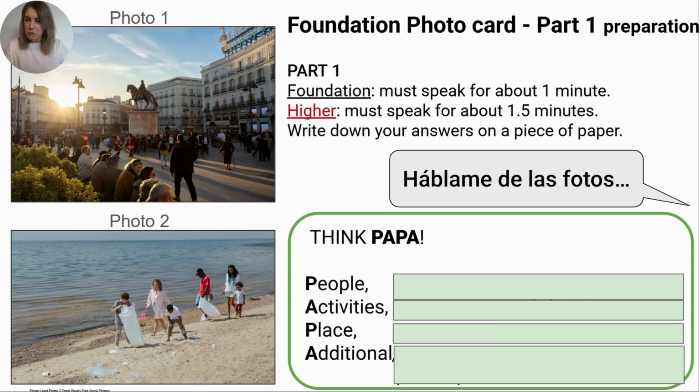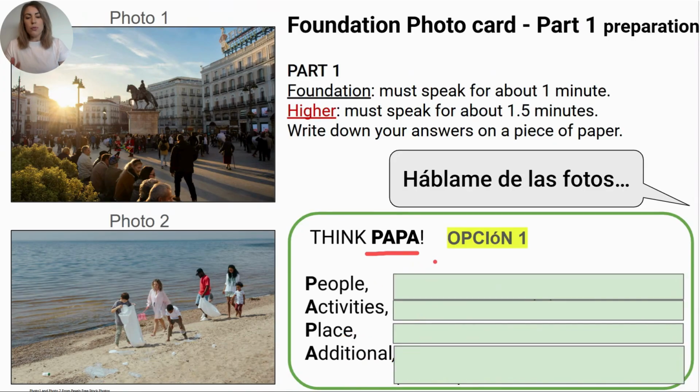So we see the photos, they're usually black and white, but here's some color for you to make life a bit more interesting. And as usual, the examiner will say, háblame de las fotos, and you can read off your piece of paper with your preparation, okay? So I always give you the strategy, PAPA. I know there are others around, but this is what works for me. So people, activities, place, and additional.